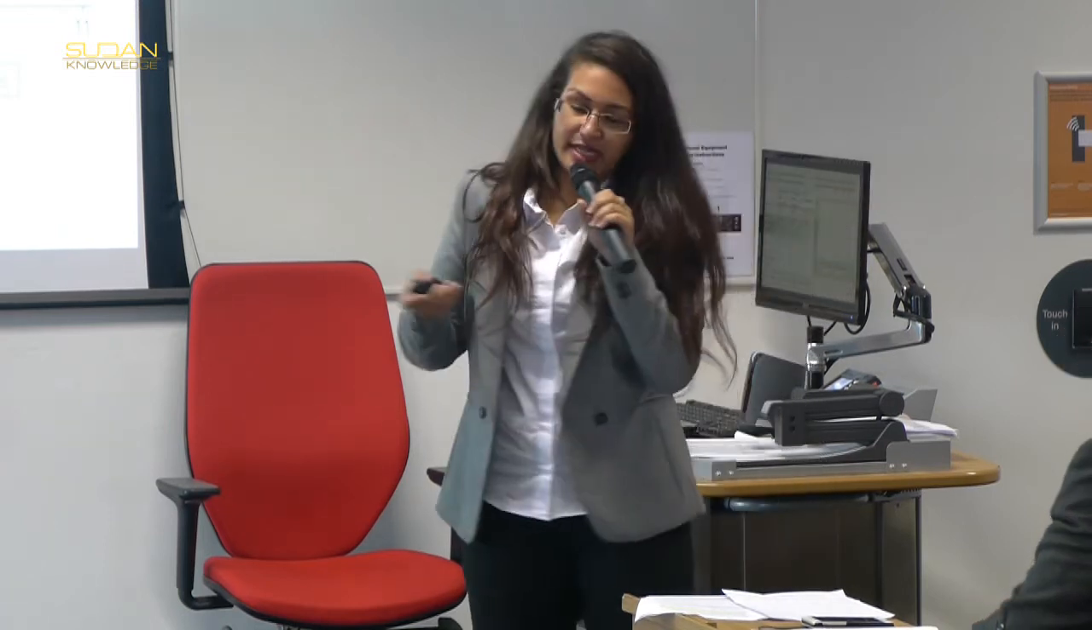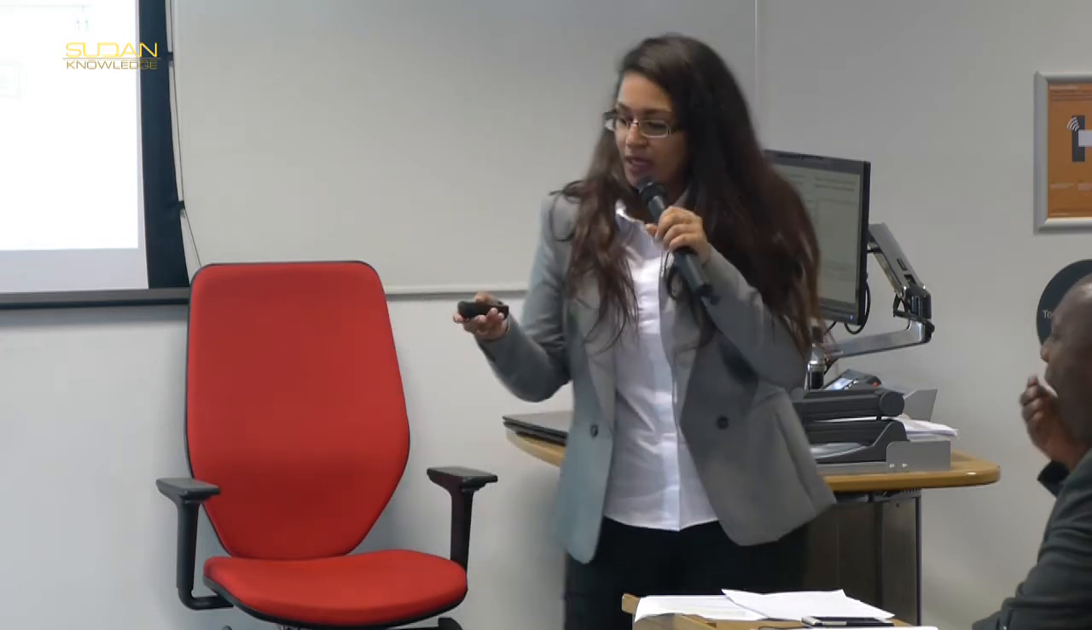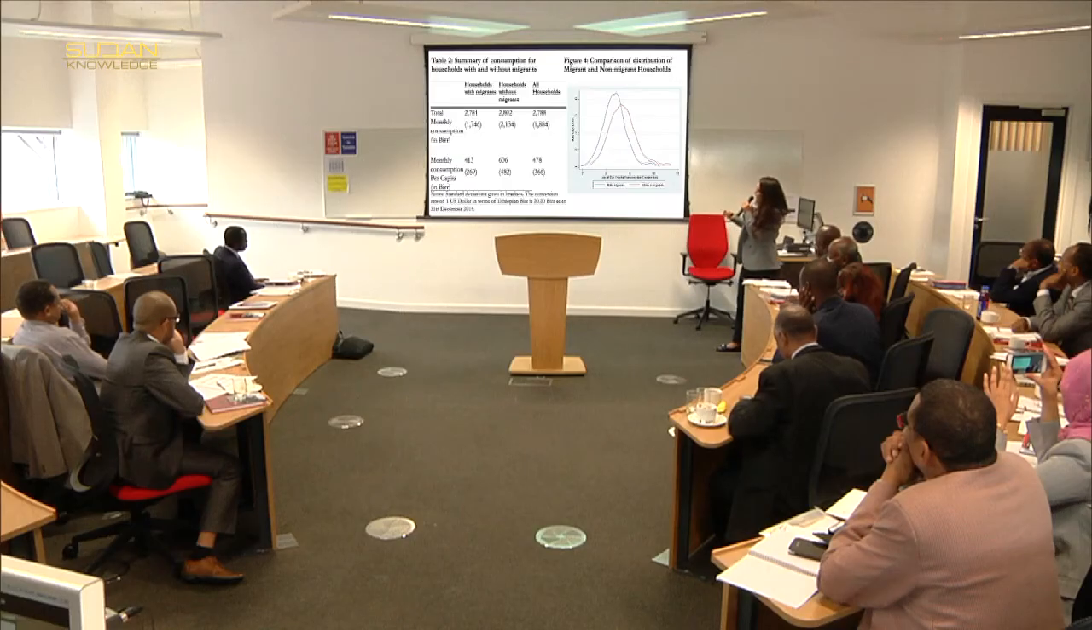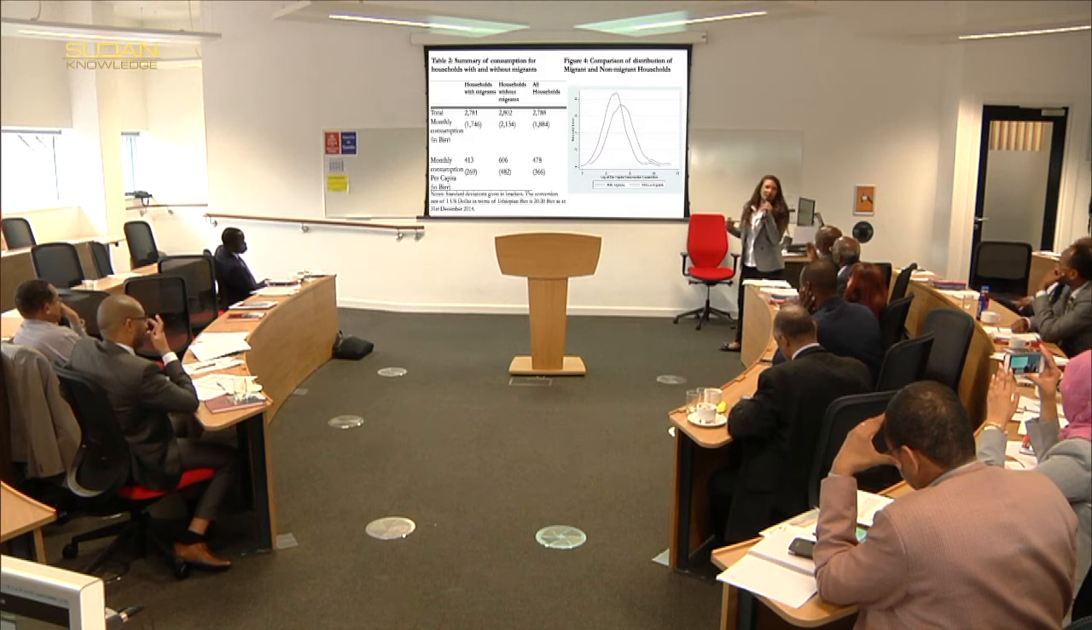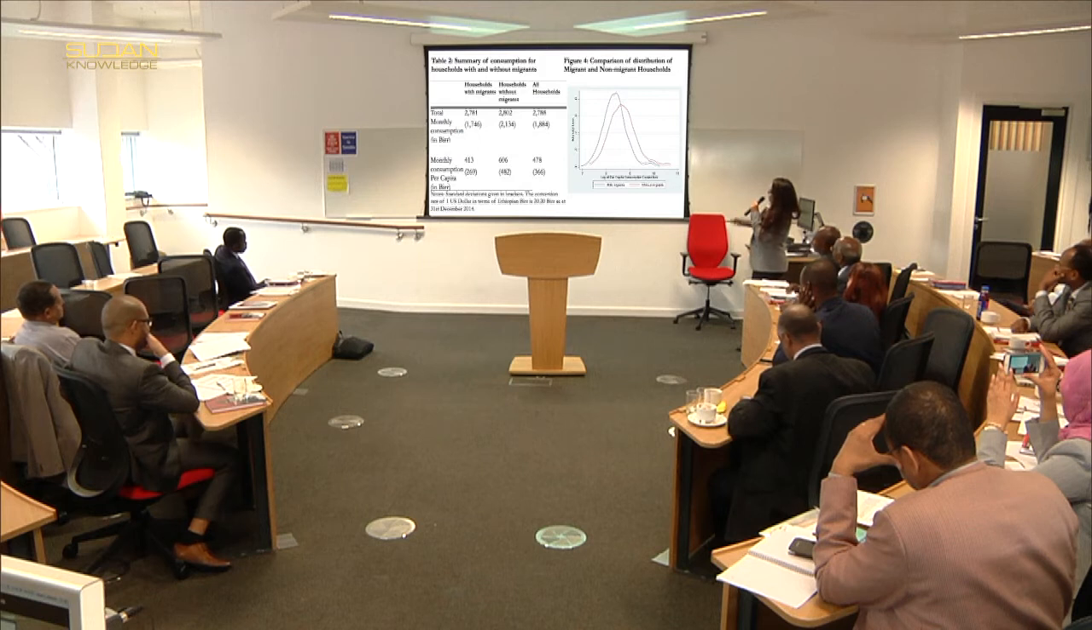Also, the way I've classified this data is I've classified it into households with migrants and households without migrants. And when I've done that, you can see here that households without migrants have higher total monthly consumption expenditure, or per capita consumption expenditure. So basically, households without migrants appear as better off. And as you can see, I'm just going to move on to the next slide.